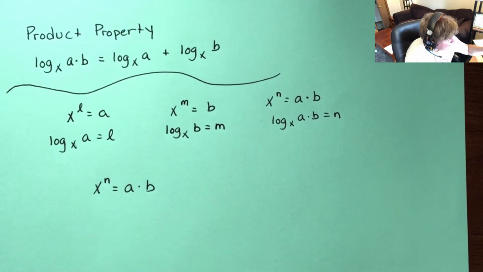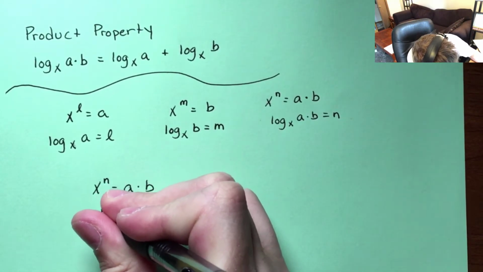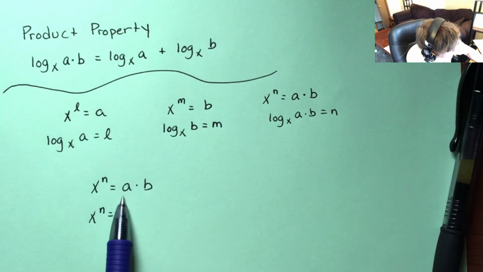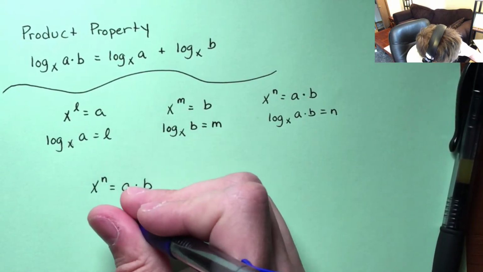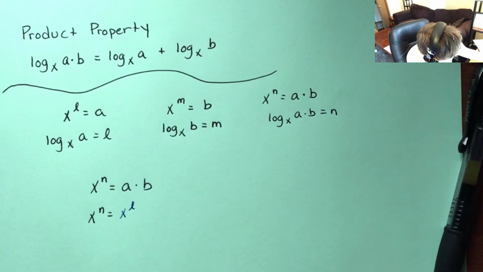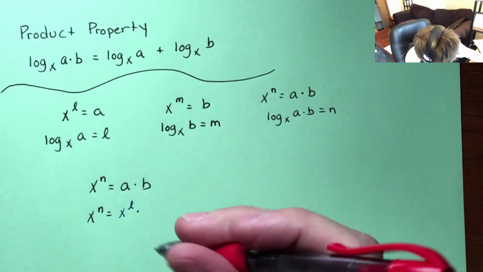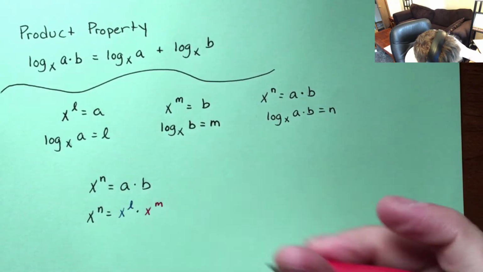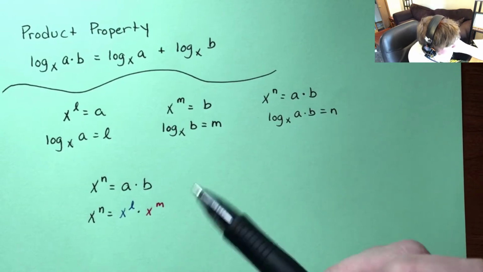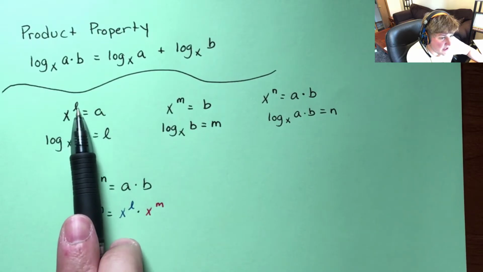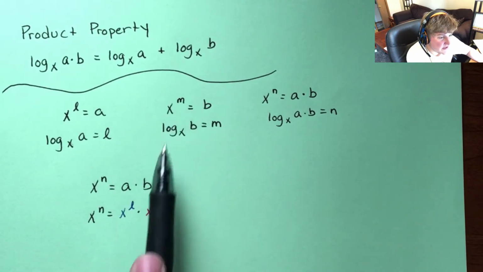So I have x to the n power equal to a times b. Luckily, I actually know what a is equal to. A is the same as x to the L power, and b is equal to x to the m power. All I'm doing is the substitution property: replacing a with x to the L power and b with x to the m power.